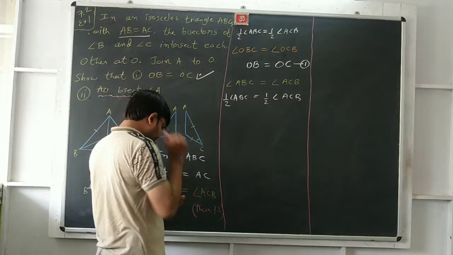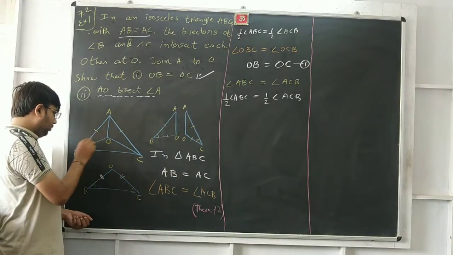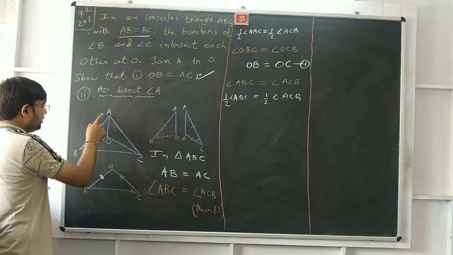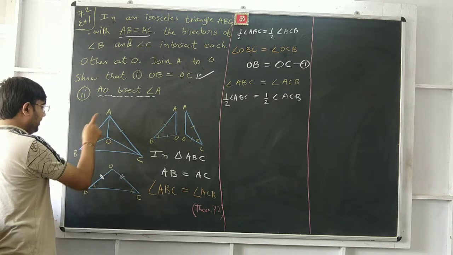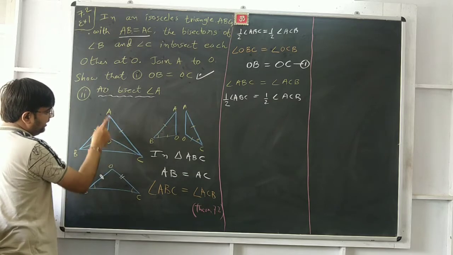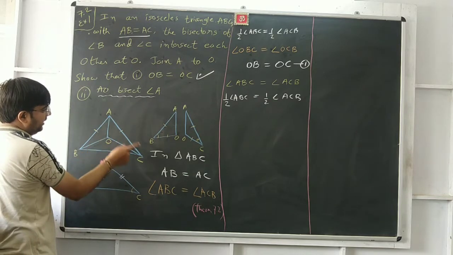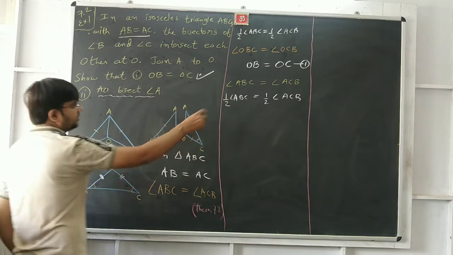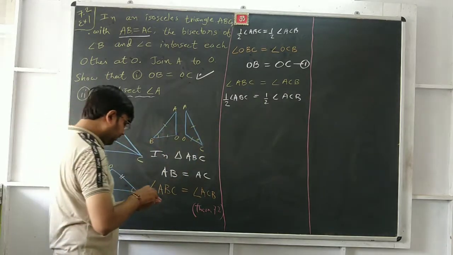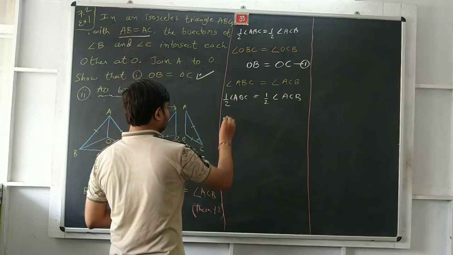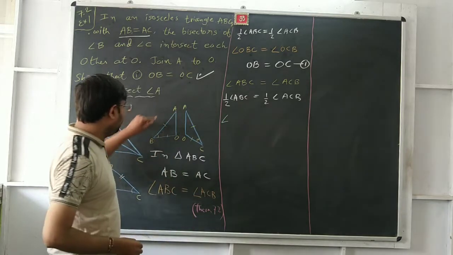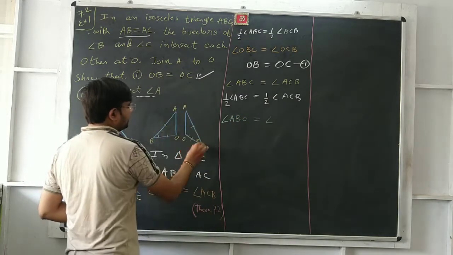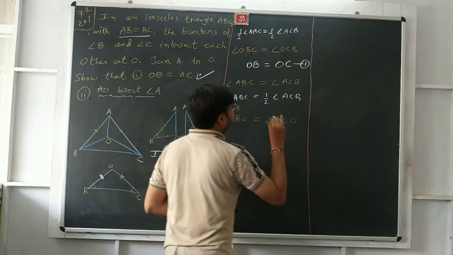So I can write angle ABO, this angle. This whole angle ABC, 1 by 2 of it is ABO, and on this side AC, 1 by 2 of angle ACB is ACO. So I can write angle ABO is equal to angle ACO.